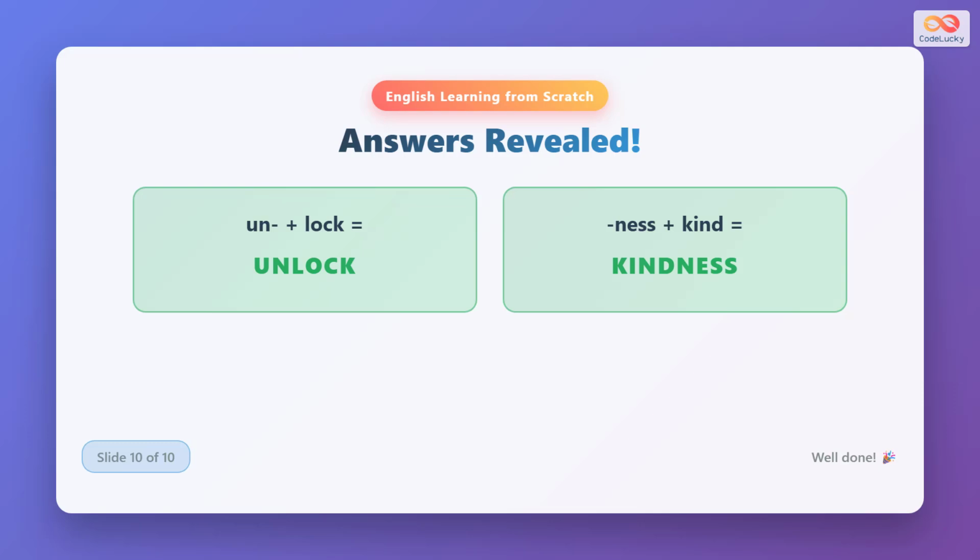Here are the answers. Un plus lock equals unlock. Ness plus kind equals kindness. Great job completing word formation practice. Keep practicing these patterns daily.